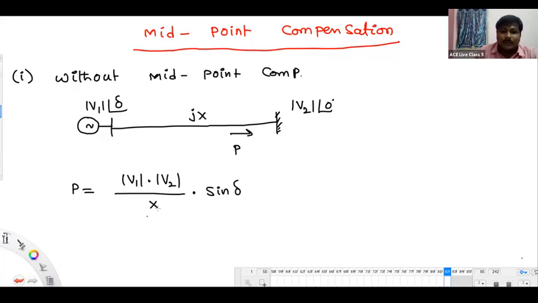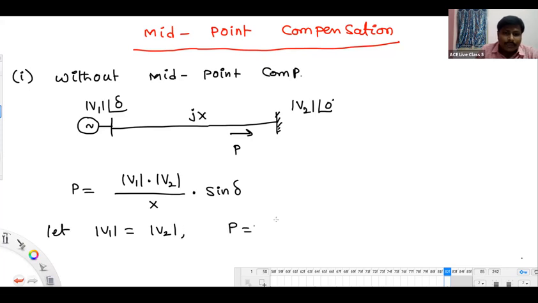Okay, V1, V2 by X into sine delta. And I'm making one small assumption, which will be helpful after keeping midpoint compensation also. Mod V1 and mod V2 values we are making as equal.